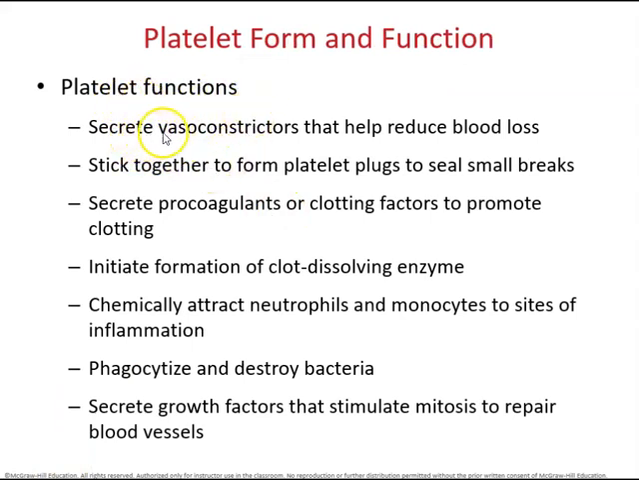The main functions of platelets are listed here. It secretes vasoconstrictors that help reduce blood loss. The platelets stick together to form platelet plugs to seal small wounds. It secretes procoagulants or clotting factors to promote clotting. It initiates formation of clot-dissolving enzymes. Chemically, it attracts neutrophils and monocytes to the sites of inflammation, helping with immune function. It phagocytizes and destroys bacteria, and it secretes growth factors that stimulate mitosis to repair blood vessels.